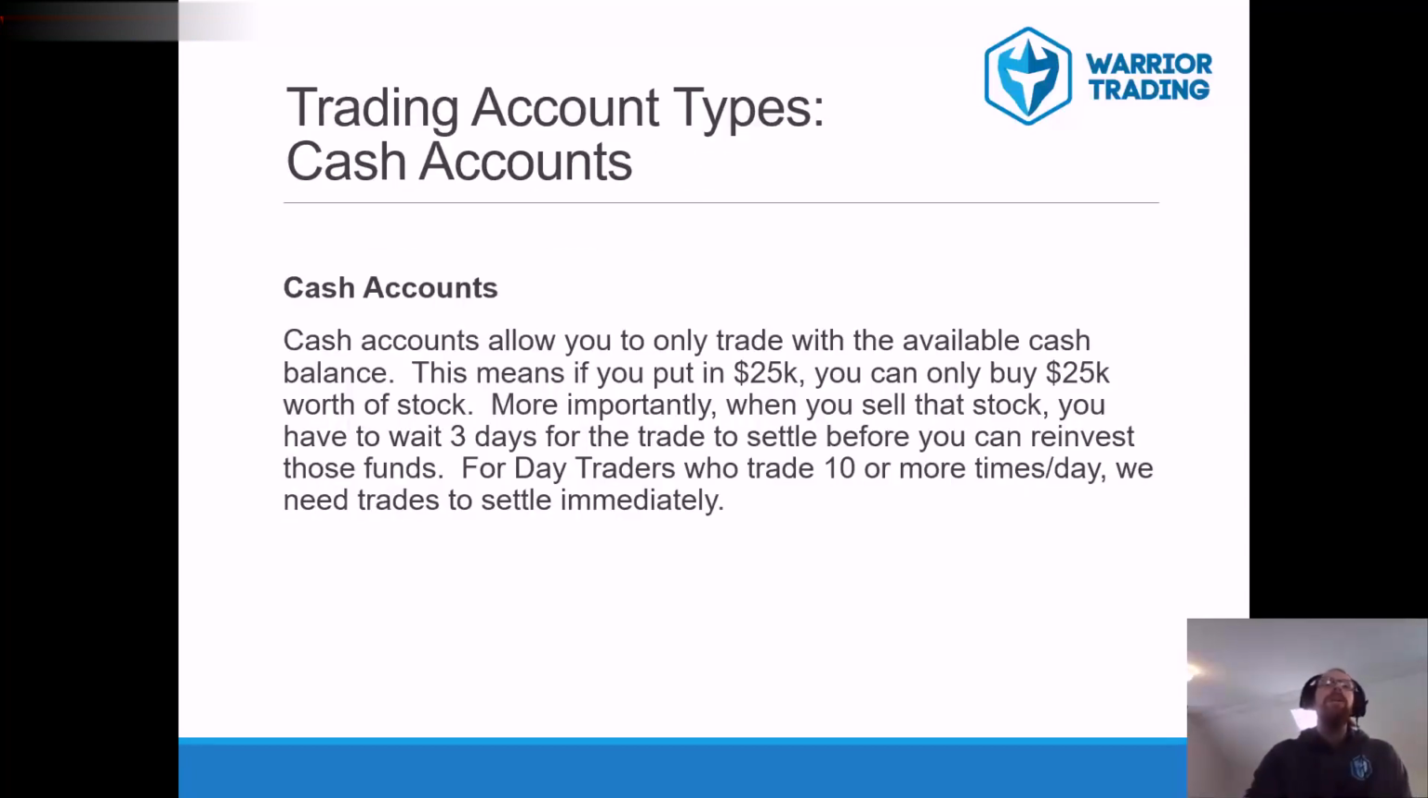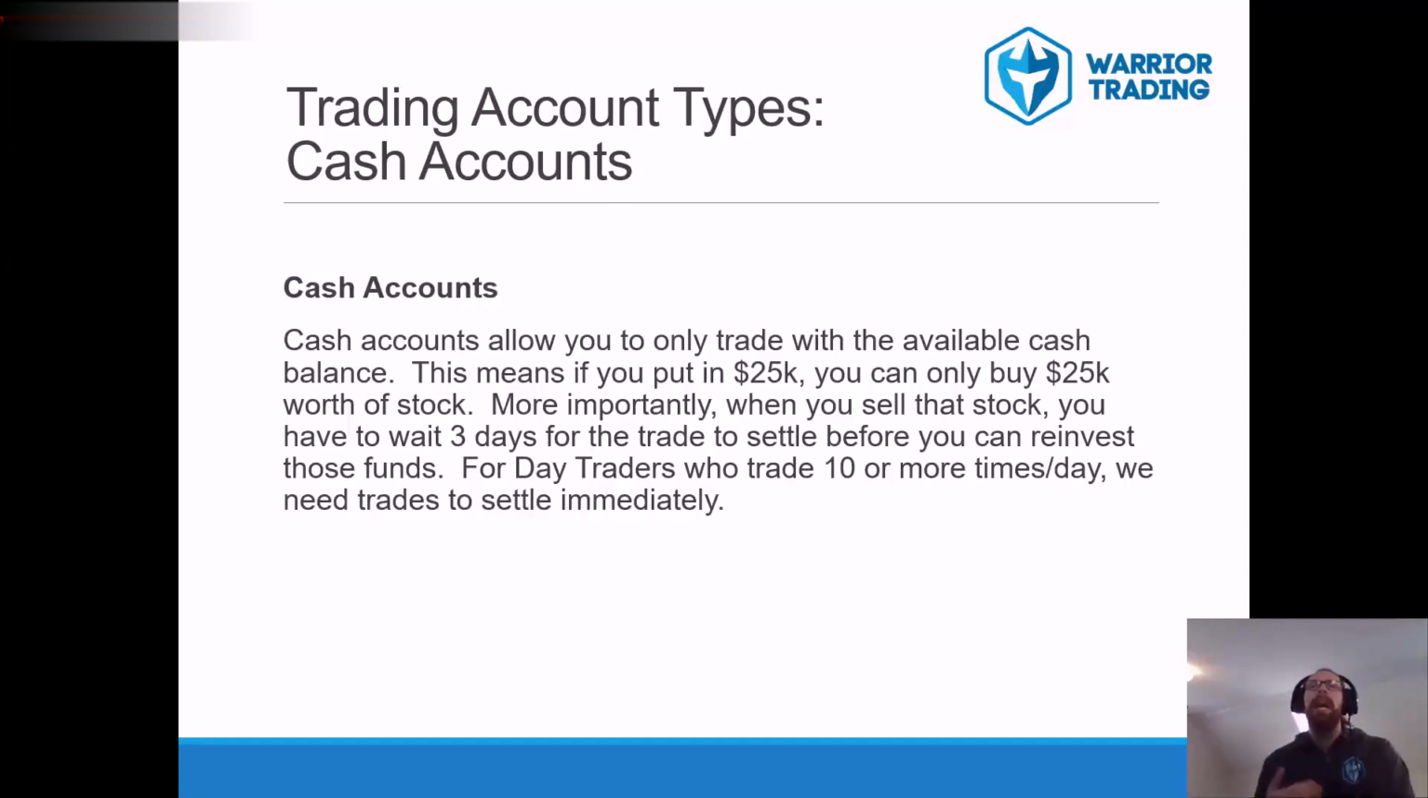Now, when you go to open your trading account, there are 2 types of accounts that you can open. Number 1 is a cash account, and the second is a margin account. A cash account is when you write a check for $25,000, you put that $25,000 into your broker account, and you show a $25,000 balance. You can buy $25,000 worth of stock. But when you sell it, you have to wait 3 days for the trade to settle before you can reinvest those funds.